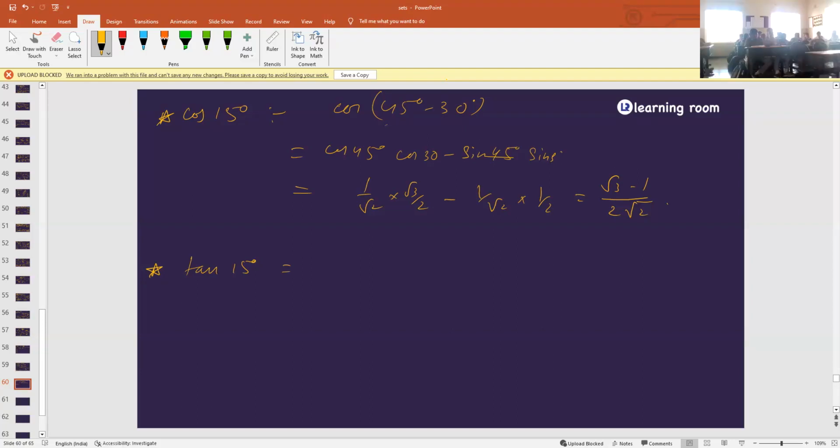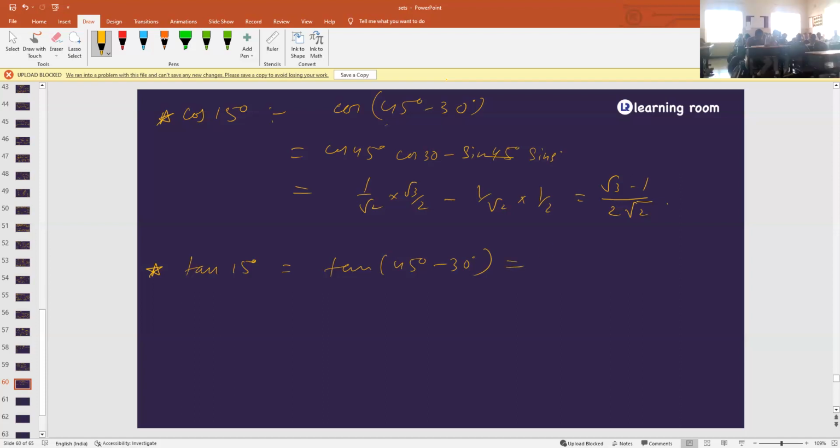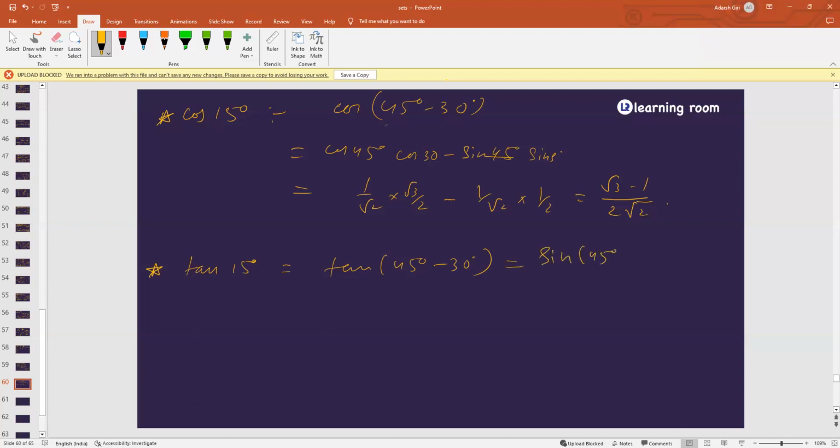2 minus root 3, sir. Pardon? 2 minus root 3. Yeah. So it is tan of the same thing, 45 minus 30 degrees. So basically what I wanted, but how did you do this? You have to write it in this term: sine of 45 minus 30 by cos of 45 minus 30. Because I had not told you the correct formula.